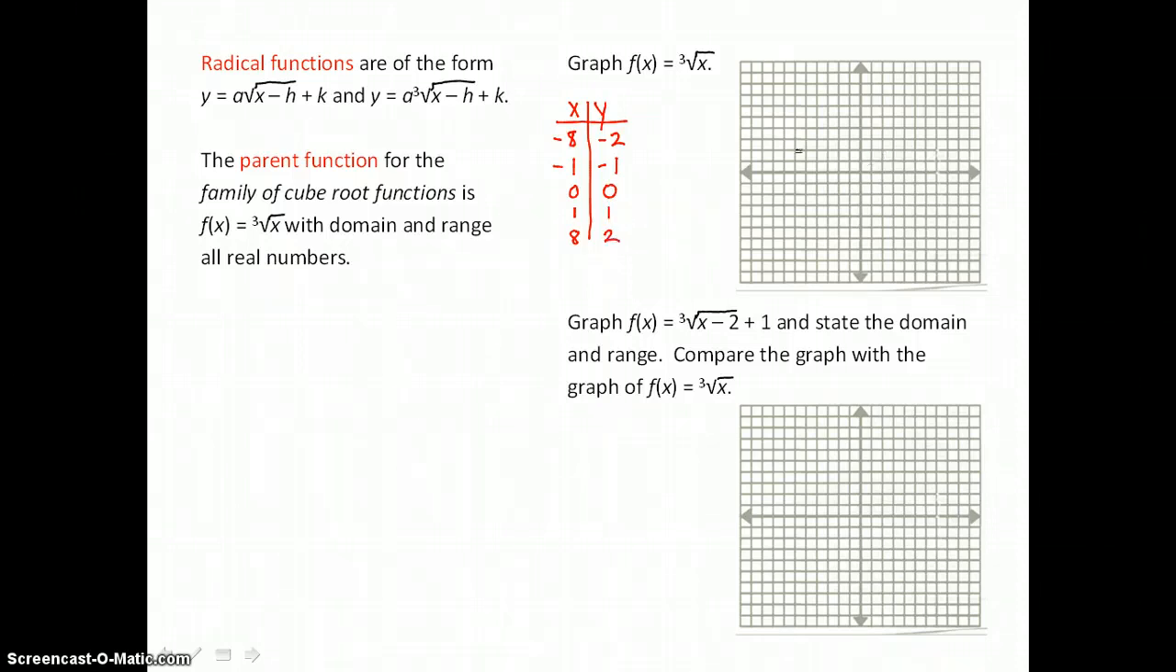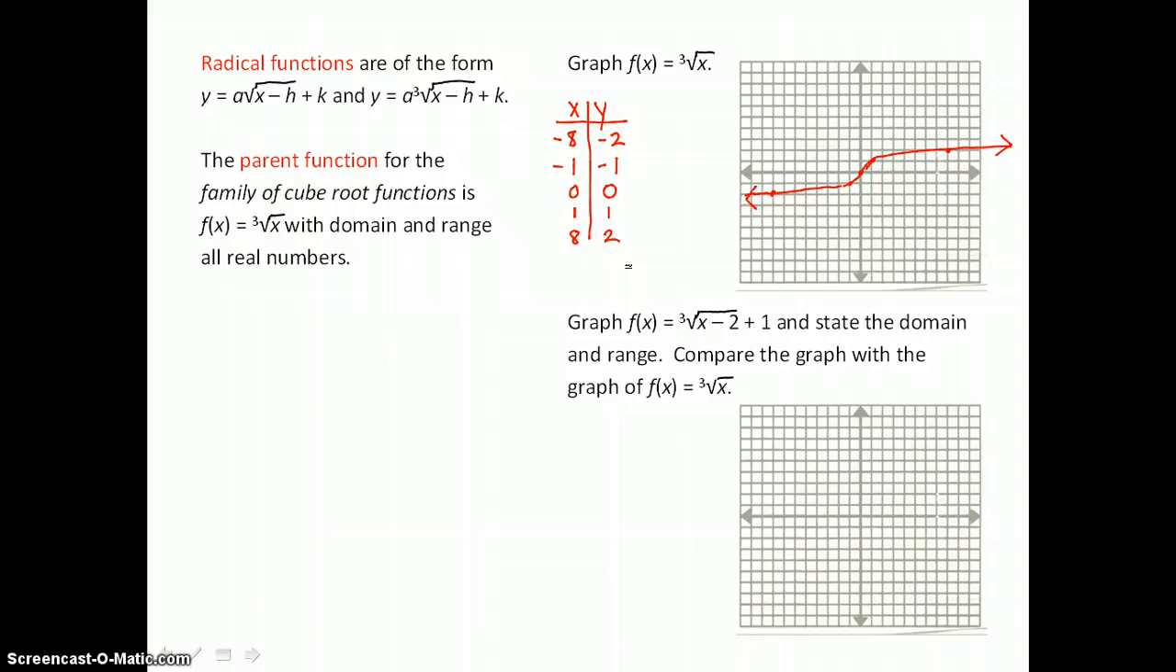So I'll graph (-8, -2). I'll graph (-1, -1), (0, 0), (1, 1), and (8, 2). And then I'll draw this curve for this function that's rather S-shaped.